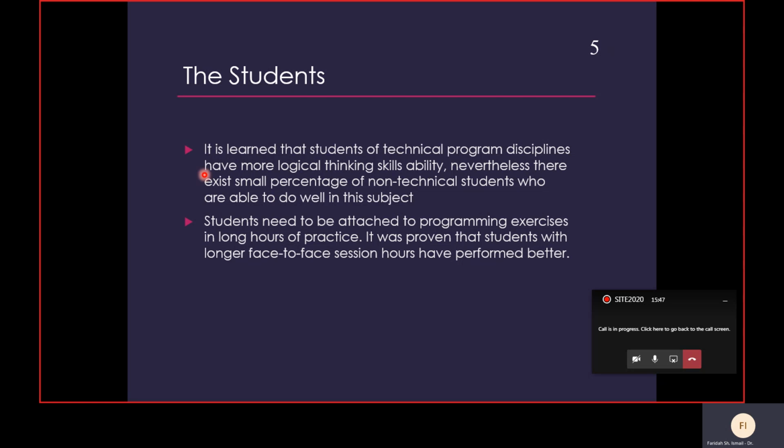In terms of the students, it is learned that students from a technical program discipline have more logical thinking skills and ability as compared to non-technical students.